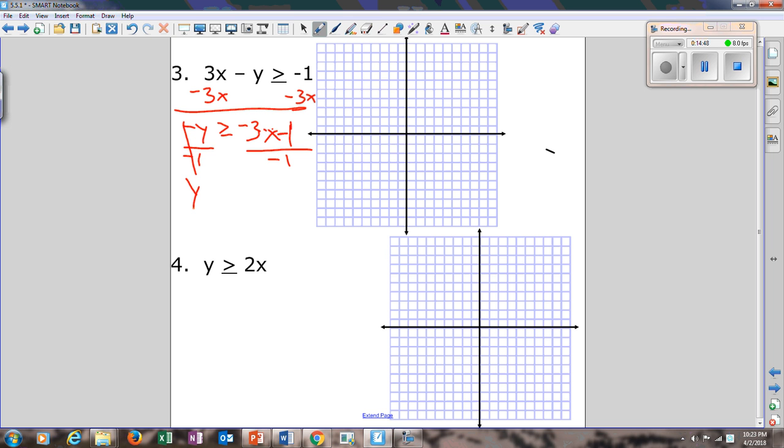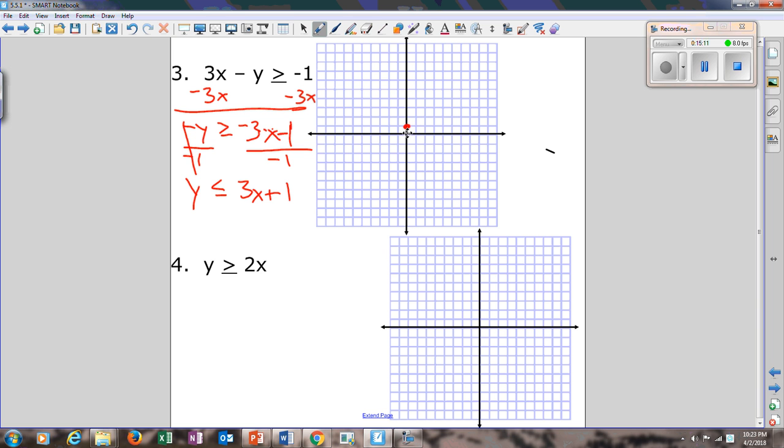Those cancel, you get y. Now because you multiplied or divided by a negative, you flip the inequality. It makes this 3x plus 1. So we divided -3 by -1 and -1 by -1.